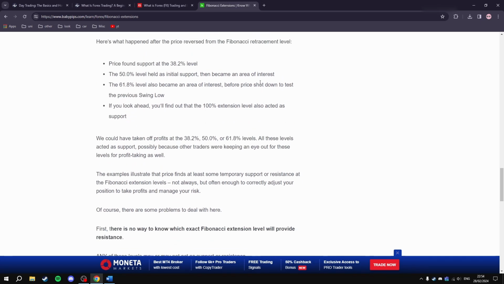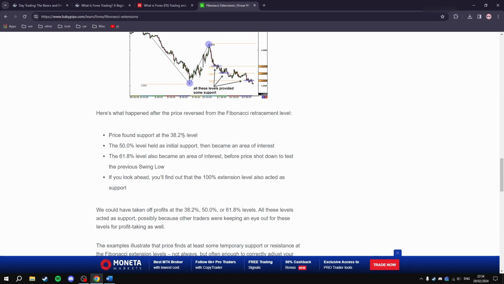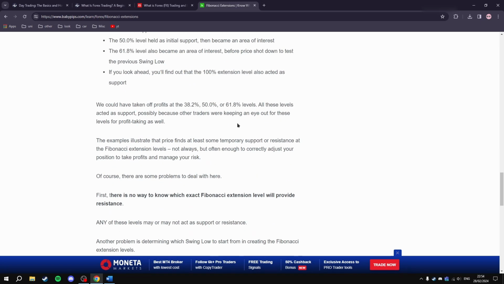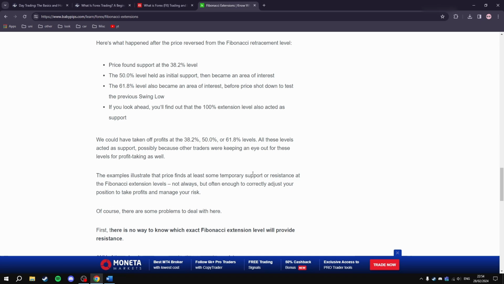We could have taken off profits at the 38.2%, 50%, or 61.8% levels. All these levels acted as support, possibly because other traders were keeping an eye out for these levels for profit taking as well. The examples illustrate that price finds at least some temporary support or resistance at the Fibonacci extension levels. Not always, but often enough to correctly adjust your position to take profits and manage your risk.